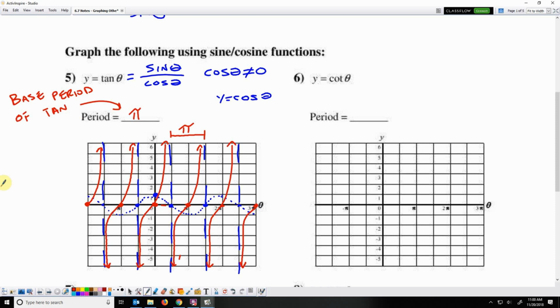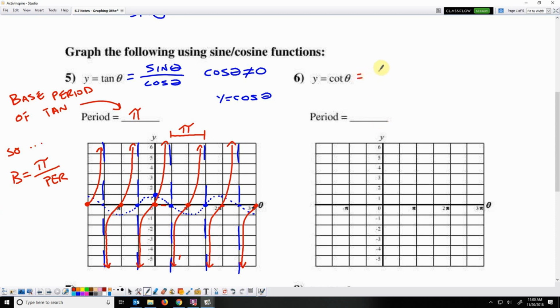In a sine or cosine graph, the base period is 2 pi. So what that means is that b for a tangent or cotangent graph is pi over the period instead of 2 pi over the period. So for sine and cosine it is 2 pi over the period. For b, because the base period is pi, it is pi over the period.